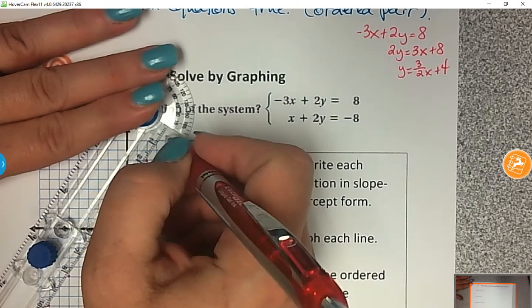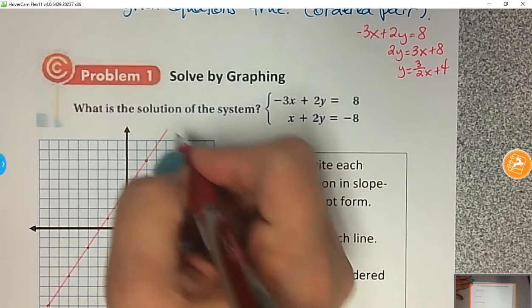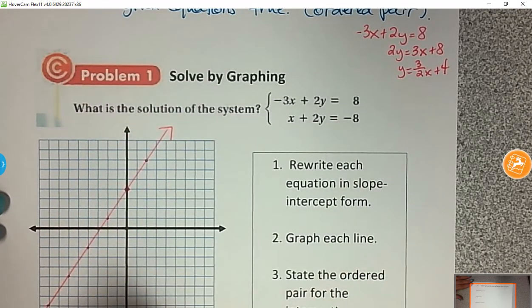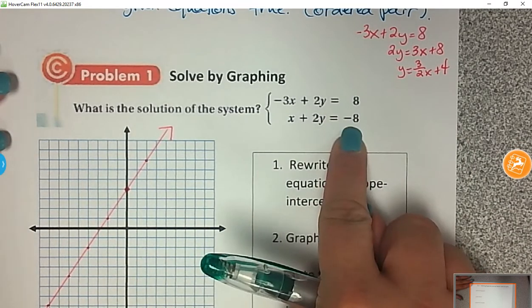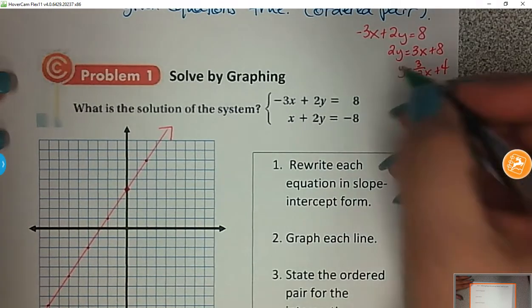So if you're going to solve these by graphing, you have to have graph paper. You have to use a ruler. You've got to be very careful and as accurate as possible. So now let's take this equation, get it in slope-intercept form.